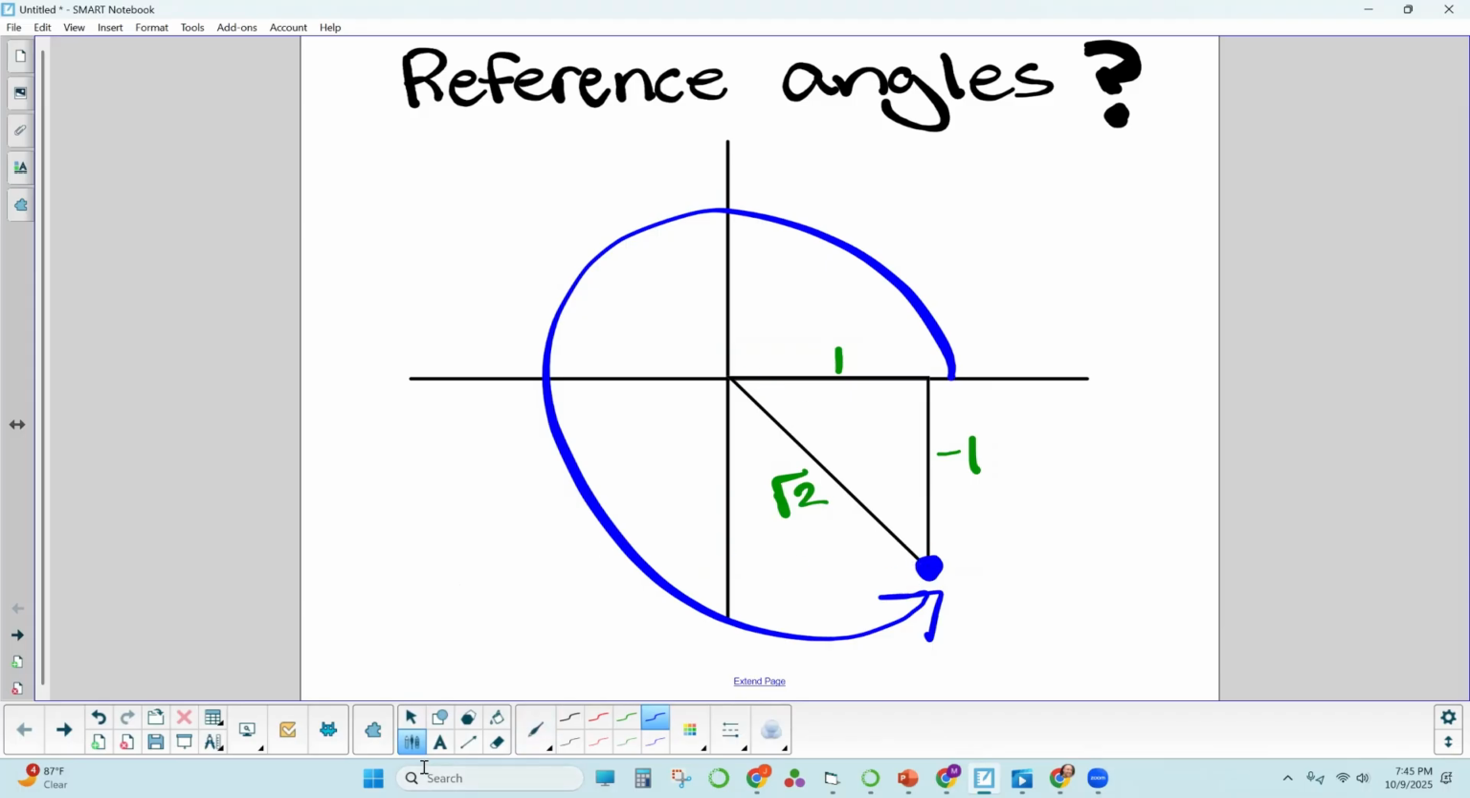Well, assuming I'm talking in degrees here, what special right triangle do I have? Because this angle right here is between the terminal side and the x-axis, so that would be my reference angle. And if you know your special right triangles, you know that that is a 45-degree angle. So my reference angle is 45 degrees, and this big angle out here would be 45 degrees short of 360, which would be 315.